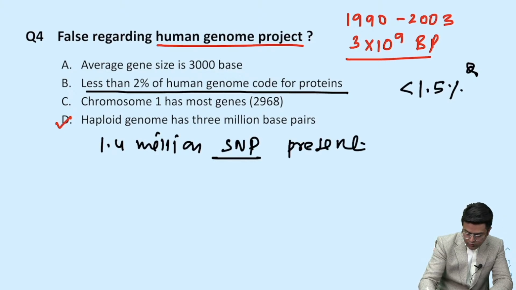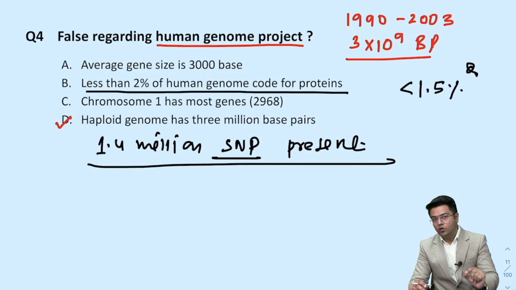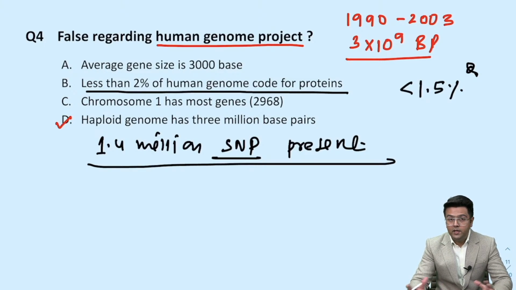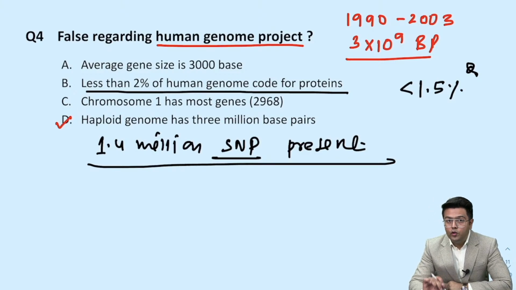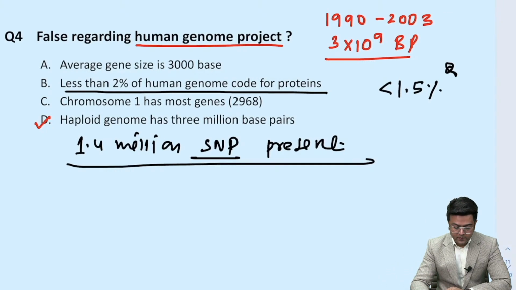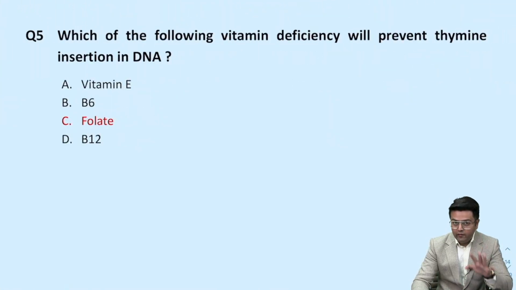What is a single nucleotide polymorphism? The difference in the DNA because of just one nucleotide. That is called SNP. What is the difference between SNP and point mutation? SNP is present more than 1% in the population, and a point mutation is less than 1% in the population. So that is how we can differentiate the point mutation from the single nucleotide polymorphism. So guys, Human Genome Project, I have covered everything that you should know, right?